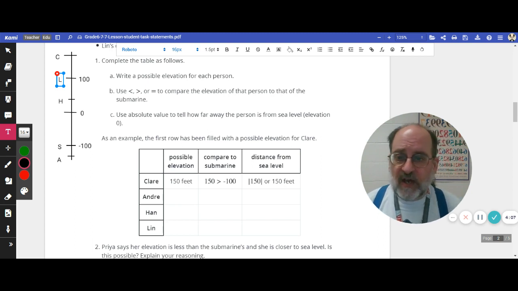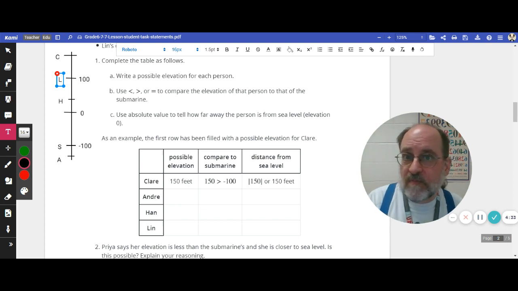So the table has filled this out for Claire. We might say that Claire is up 150. 150 is greater than negative 100, the elevation of the submarine, and her distance from sea level is the absolute value of 150, or 150 feet. Now, I'm going to tell you, the answers you put here may differ. If I choose some answers here, you may get answers that are different. That's fine. In fact, I would encourage you to use numbers that are different than mine.